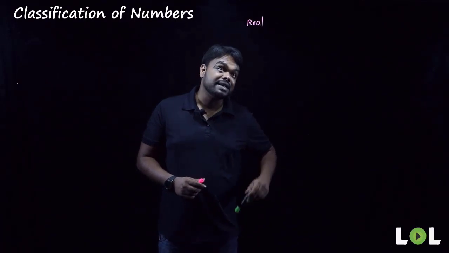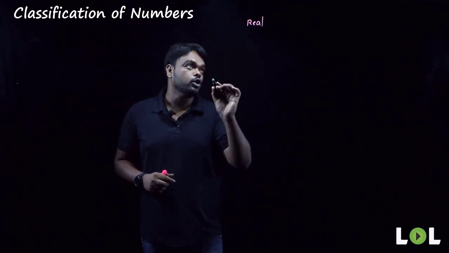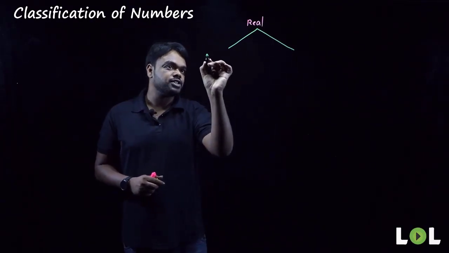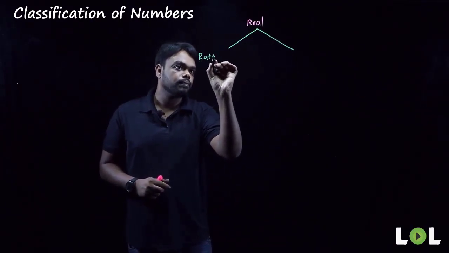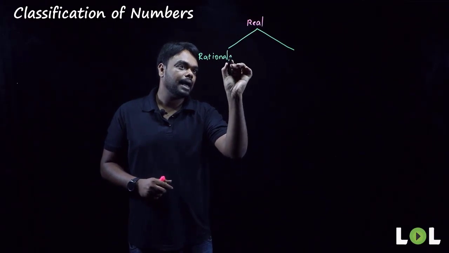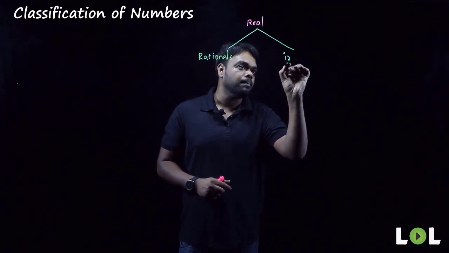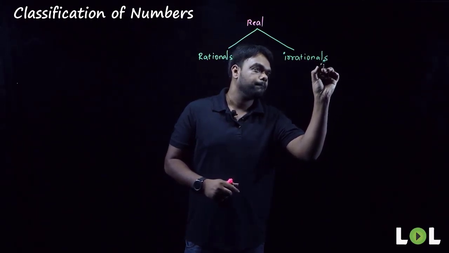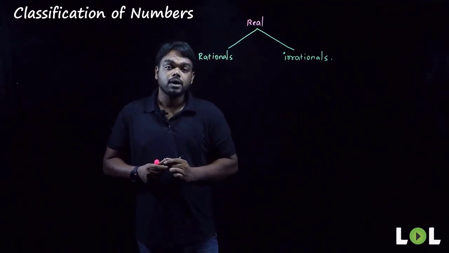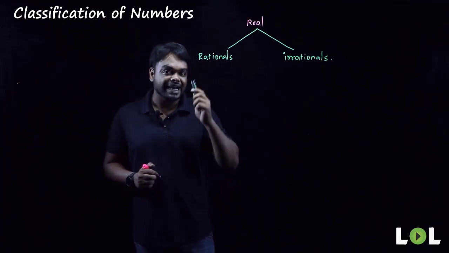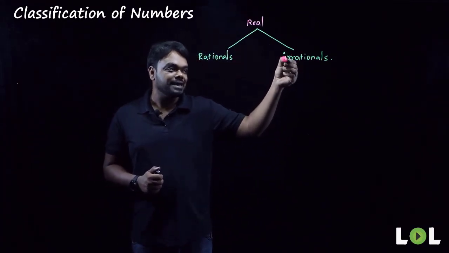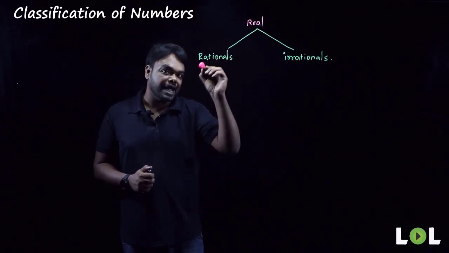Now, these real numbers are further classified into 2 types. They are rational numbers and irrational numbers. We'll get back to irrational numbers later. First, we'll understand what are rational numbers.